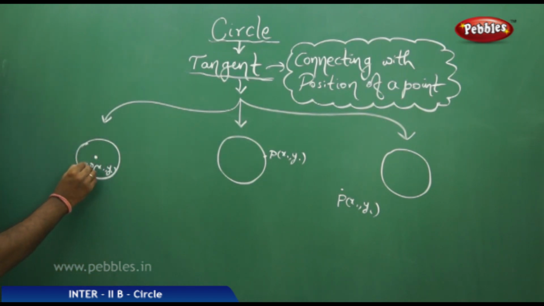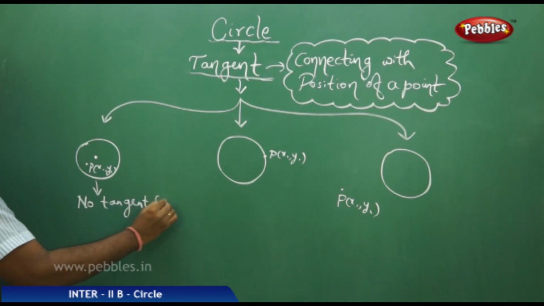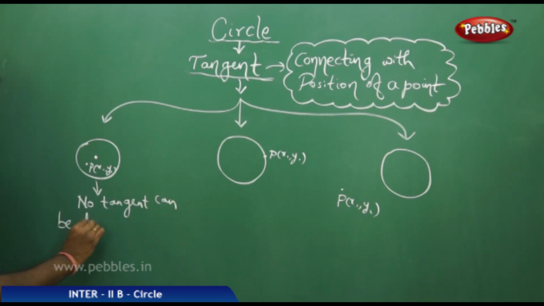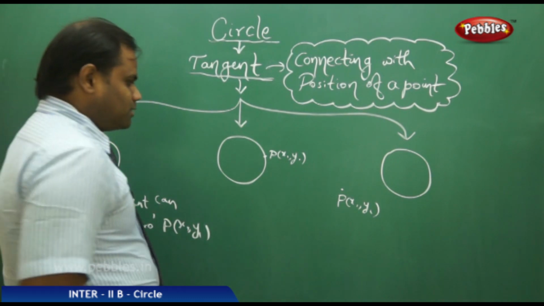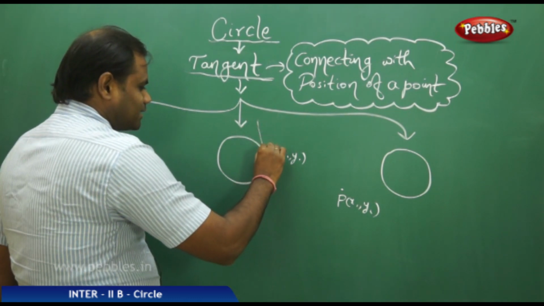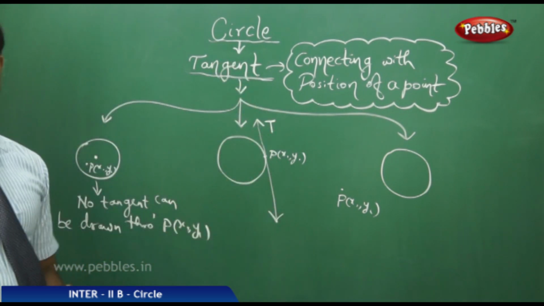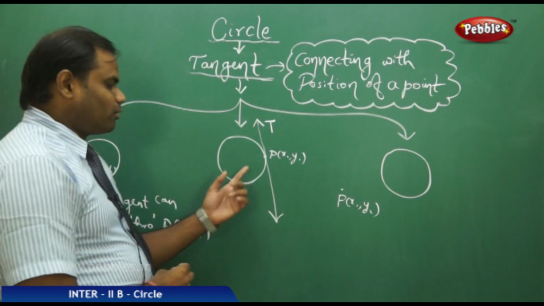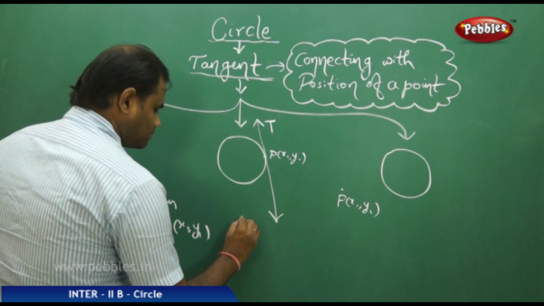Now when a point is inside the circle, I cannot draw any tangent through P. That means no tangent can be drawn through P(x1, y1). But here, as I clearly see, yes, I can draw one tangent through P. That means when a point is on the circle, there's only one unique tangent which I can draw through P.